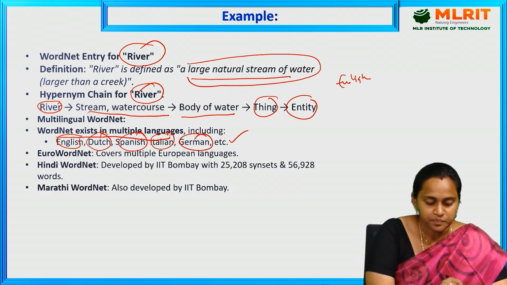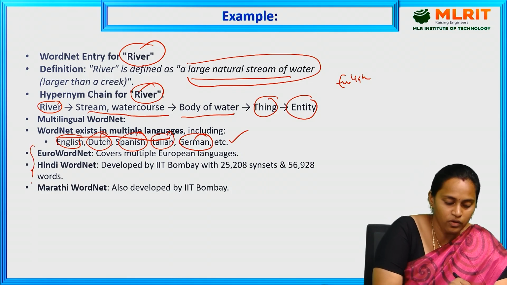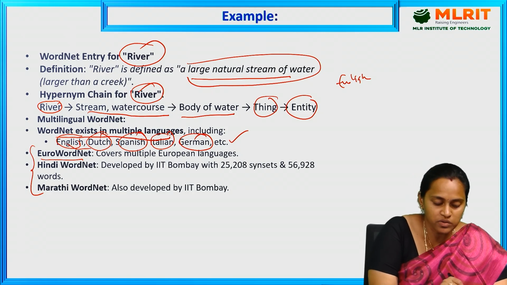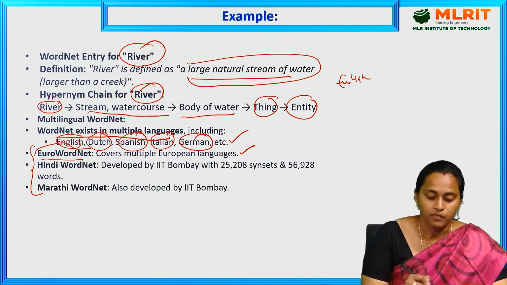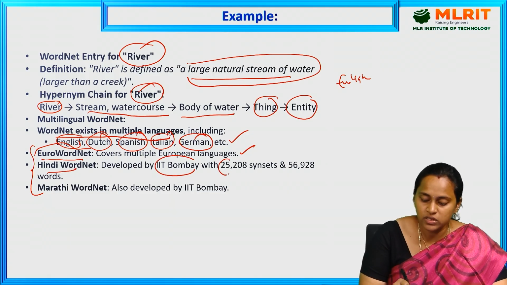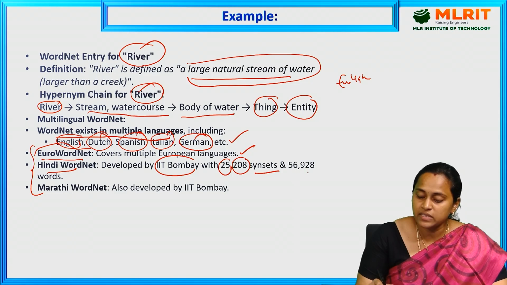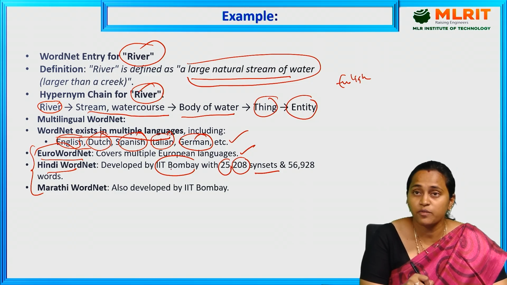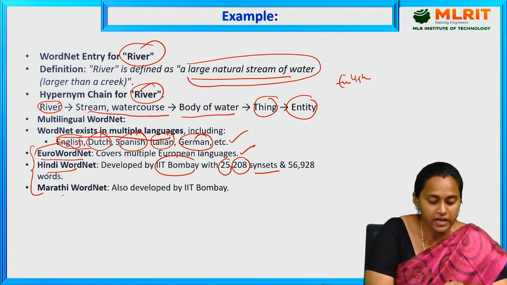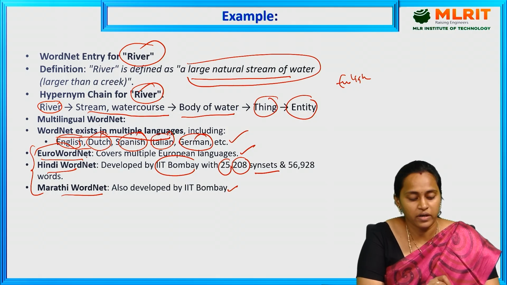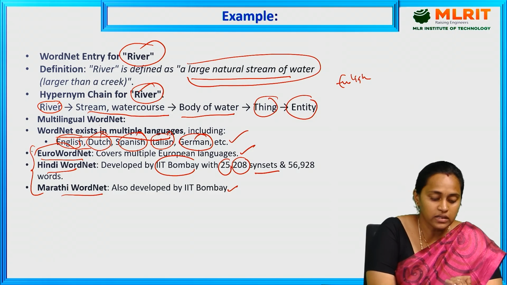Here see the difference in different WORDNETs. See the first one, EuroWordNet, that means the WORDNET we use for European languages. Next, Hindi WORDNET, developed by IIT Bombay students with 25,208 synsets and 56,928 words. It is developed by the IIT Bombay students, right? Next one, Marathi WORDNET, also developed by IIT Bombay. These are some of the multiple WORDNETs: EuroWordNet, Hindi WORDNET and Marathi WORDNET. There are many more, but we discuss only these three.